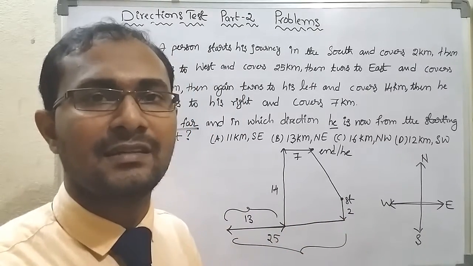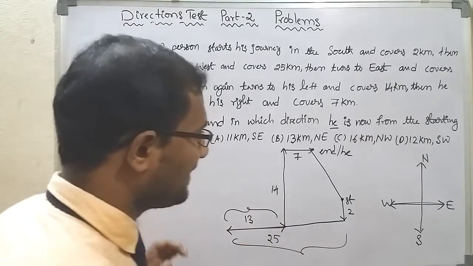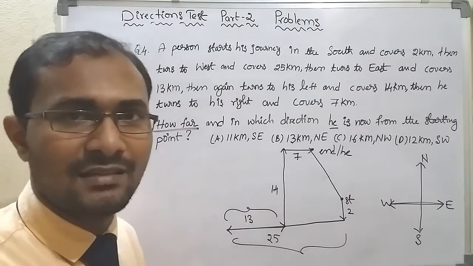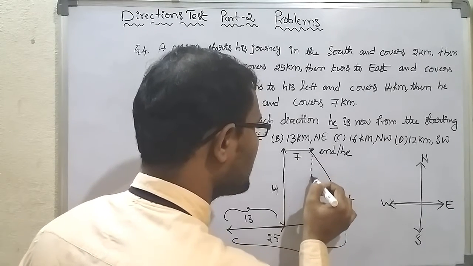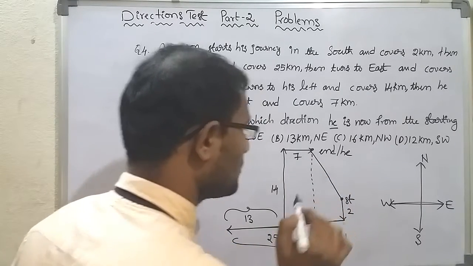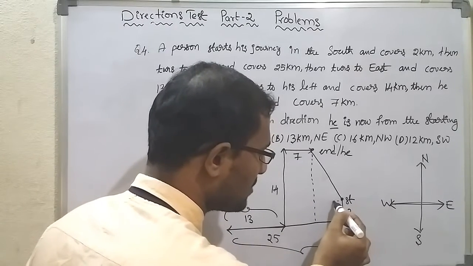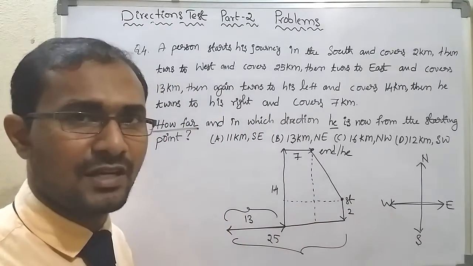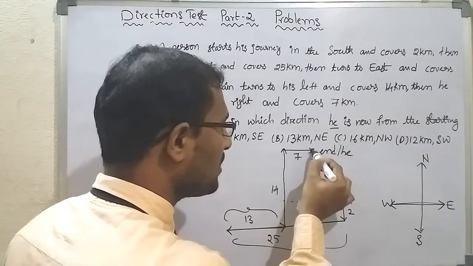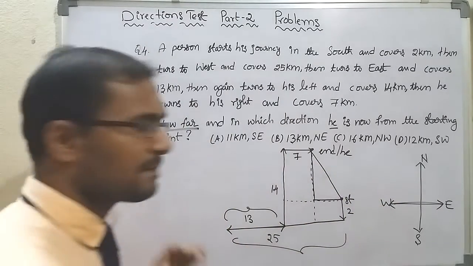Then we have to frame the right angle triangle within the diagram anyhow. Okay, so let me explain how we can take the right angle triangle. See, from this point I'm trying to draw a straight line downward, and from this starting point I'm trying to draw another straight line in the west direction. Now, are you able to see a right angle triangle is framed here?